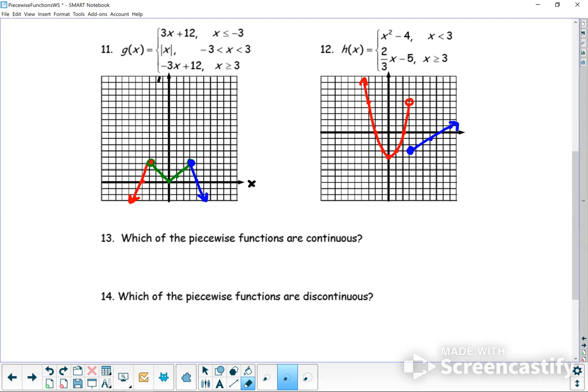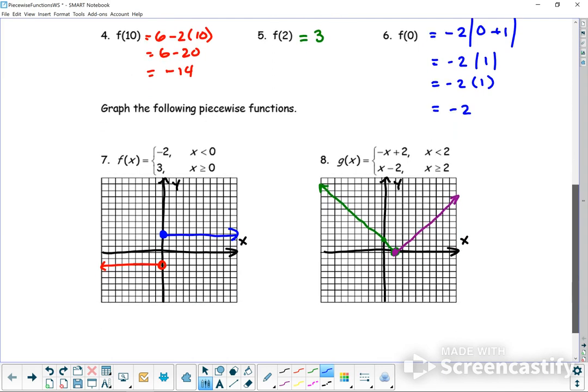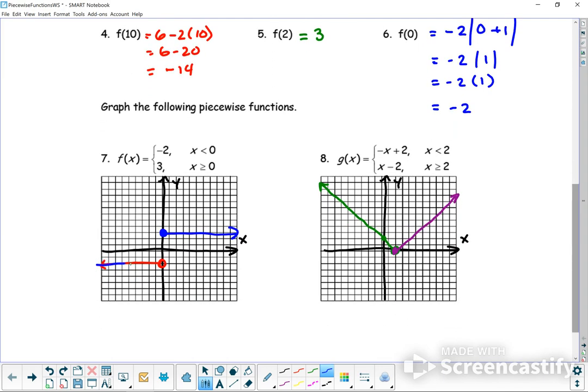Okay. So which of the pieces, number 13, are continuous? Continuous means that you can go from left to right without lifting your pencil or pen up. So if you look at these, okay, 7 is not, because if I start here, I have to lift my pen up and then continue. So 7 is not. Okay, although 8 is, I can go right on through. So 8.